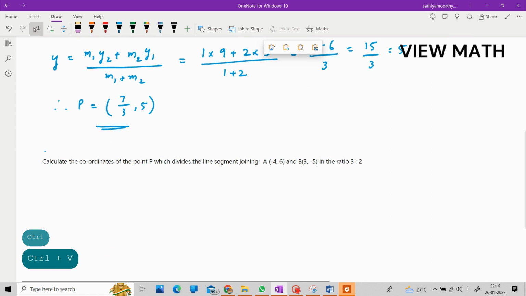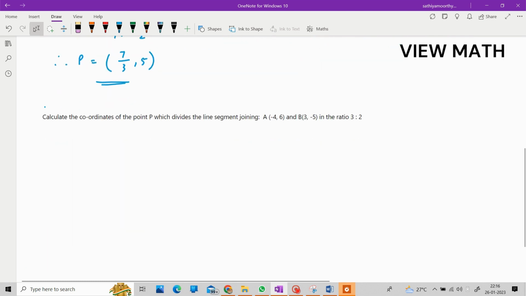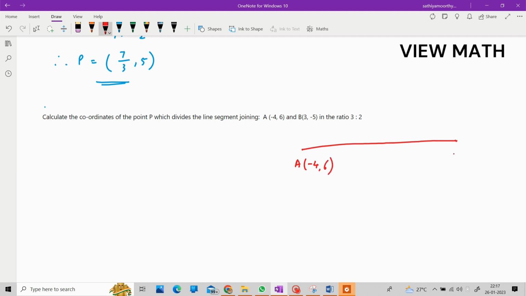Now the second problem: calculate the coordinate of P which divides a line segment joining A and B in the ratio 3:2. Again, I'm going to use the same method to find out this problem. Here, A is minus 4 comma 6 and B is 3 comma minus 5. The coordinate P I have to find out. It divides it in the ratio 3:2.